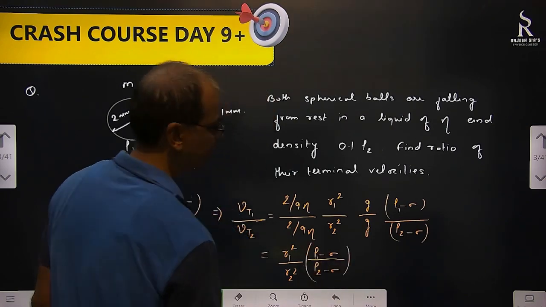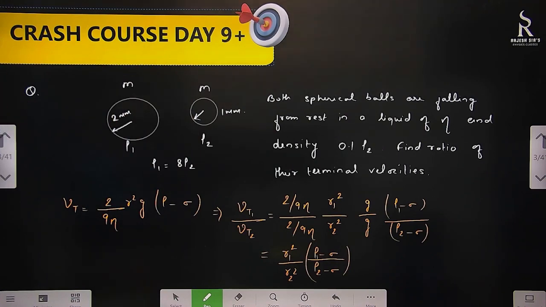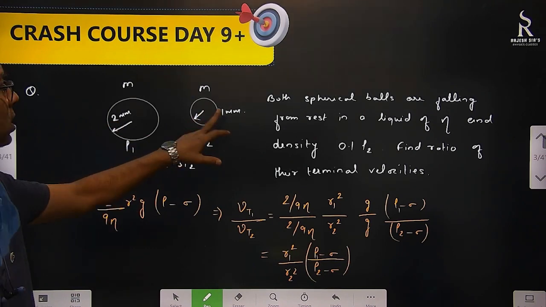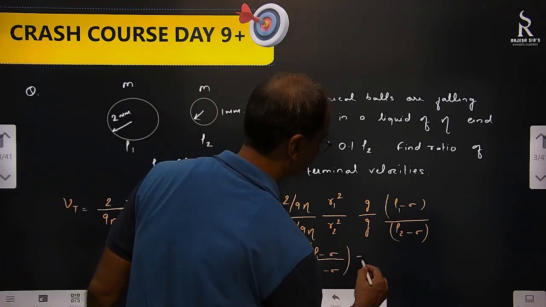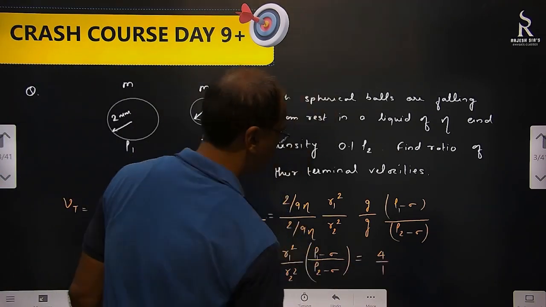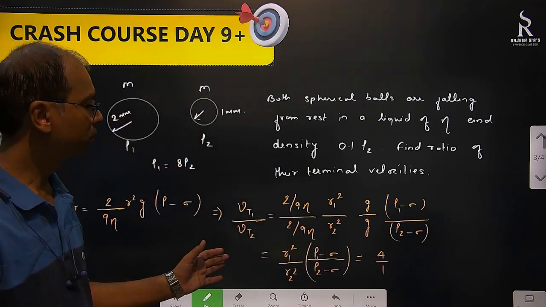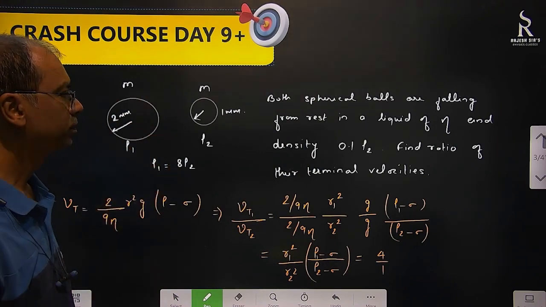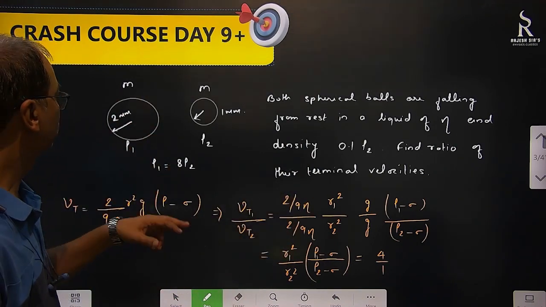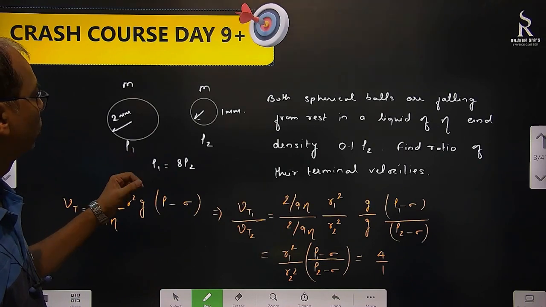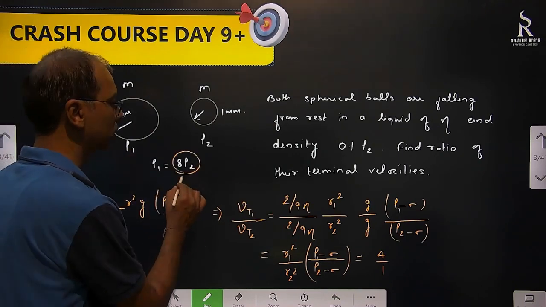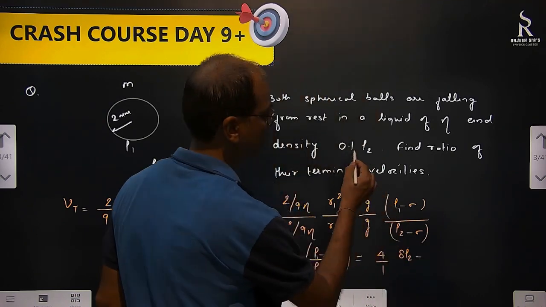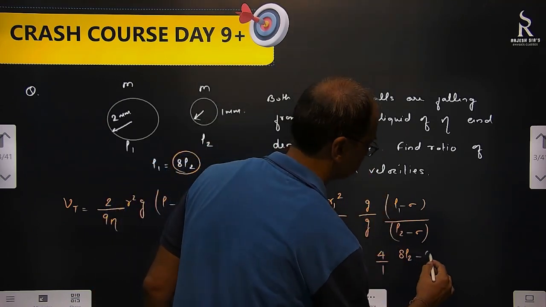Okay, that's it. Right. So R1 is 2 mm, so its square is 4 mm square. This is 1 only. So 4 by 1. Now mm square by mm square, so I don't have to think about the units as such here. So 4 by 1. Then what we have? Rho 1 minus sigma. This is rho 1, but rho 1 is actually given as 8 rho 2, minus sigma, which is 0.1 rho 2.